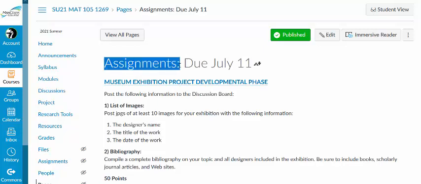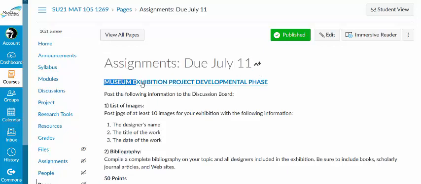Here we are in this week's assignments module, which is due Sunday, July 11th. This week, you'll be turning in the developmental phase of your museum exhibition project. And you'll be turning in a list of the images that you'll be using in your project. You need to have at least 10 images, post the JPEGs, and include this information.